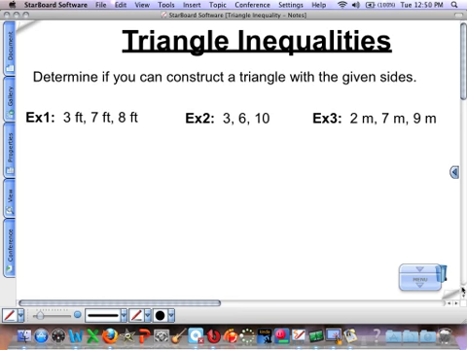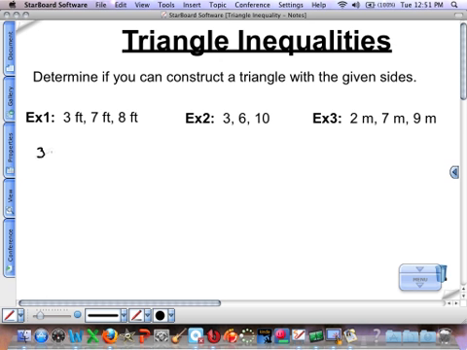So if I'm looking at example 1 and we have the lengths 3, 7, and 8, can I make a triangle with lengths 3, 7, and 8? No. And how would I verify this? Okay, the one we just wrote down. What's the theorem for today say? Look at your notes you just wrote down. What does it say? The sum of any two sides is greater than the third side. And typically we're talking about the shorter sides. So what are my two shorter sides there in example 1?